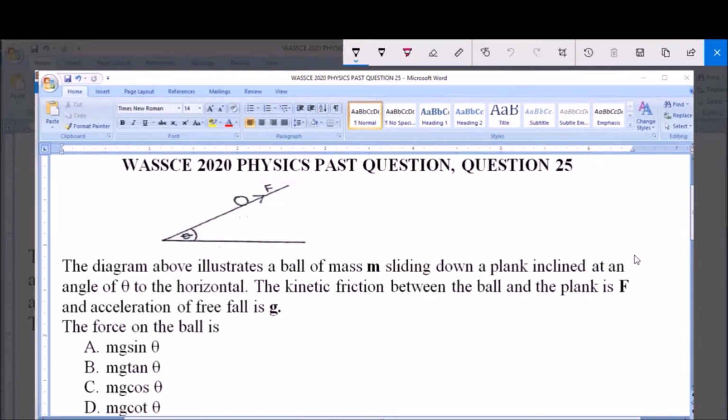The kinetic friction between the ball and the plank is F, which is shown, and the acceleration of free fall is g, that's acceleration due to gravity. The normal force on the ball is: A, mg sine theta; B, mg tan theta; C, mg cos theta; and D, mg cot theta. So we're given an inclined plane.